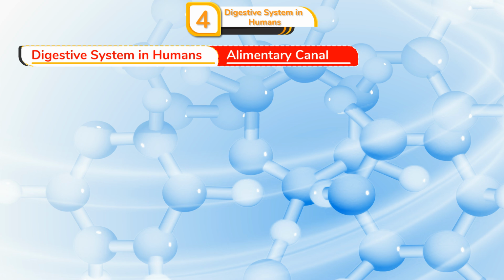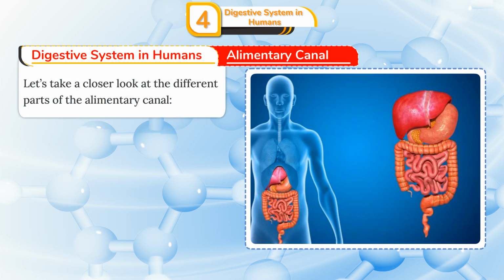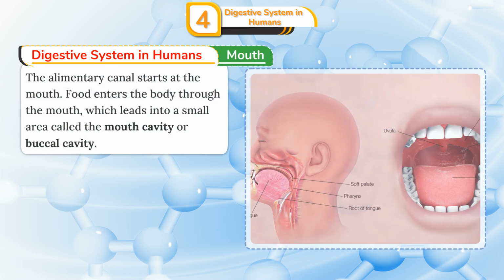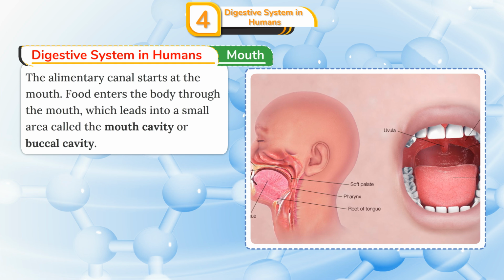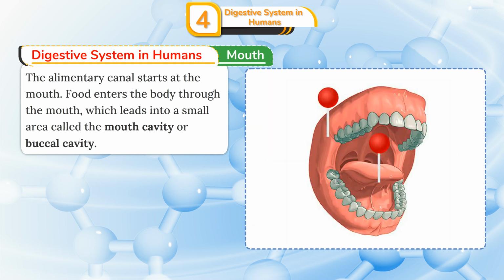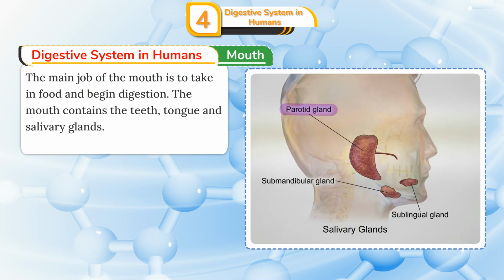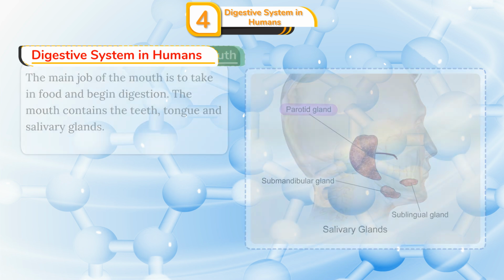Alimentary canal. Let's take a closer look at the different parts of the alimentary canal. Mouth. The alimentary canal starts at the mouth. Food enters the body through the mouth, which leads into a small area called the mouth cavity or buccal cavity. The main job of the mouth is to take in food and begin digestion. The mouth contains the teeth, tongue, and salivary glands.